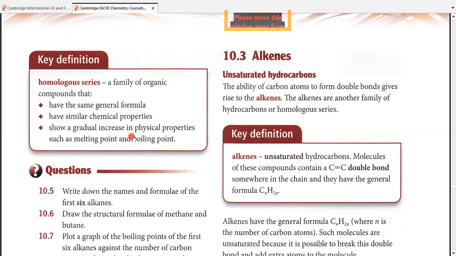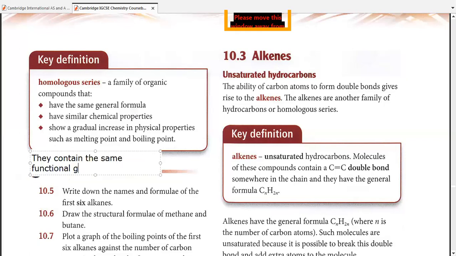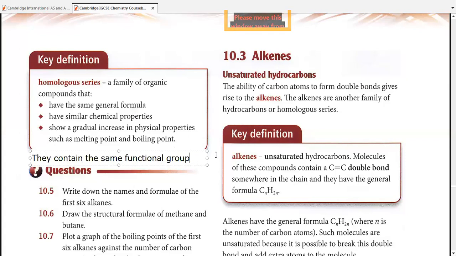They show a gradual increase in physical properties, such as melting point, boiling point, and density. We've already studied that. And you're going to add a fourth point in there, which is not written over here, and I'm going to write it over here actually. They contain the same functional group, which requires us to define what functional groups are, but we'll do that a little later. This is the fourth point to this key definition. Make sure you write the fourth point.